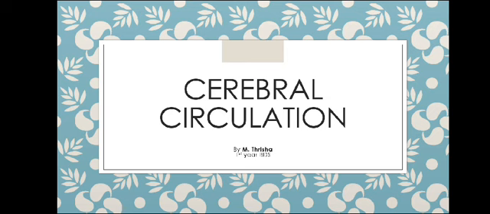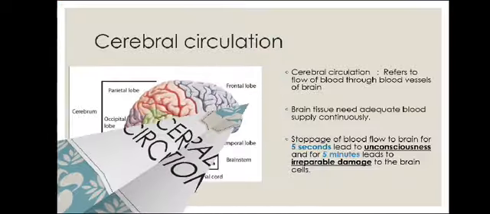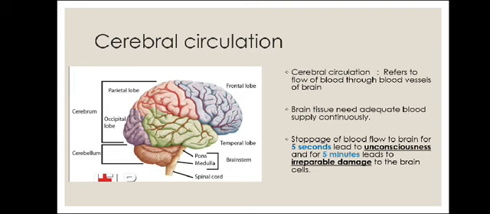Today's topic is cerebral circulation. Cerebral circulation refers to the flow of blood through the blood vessels of the brain. The brain tissue needs an adequate blood supply continuously. If there is a stoppage of blood supply for 5 seconds, it leads to unconsciousness, and for 5 minutes, it leads to irreparable damage to the brain cells.